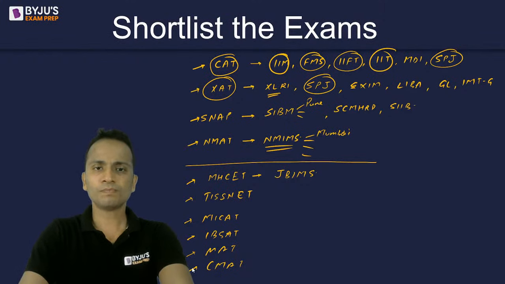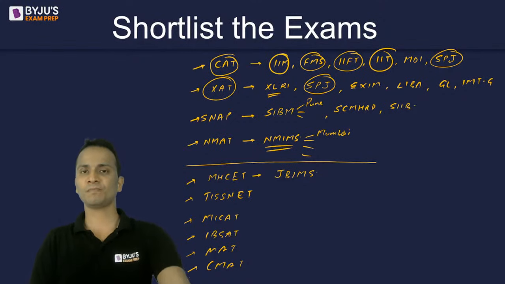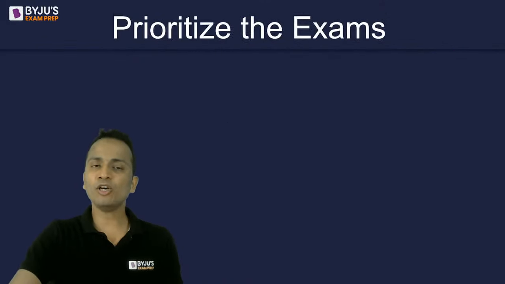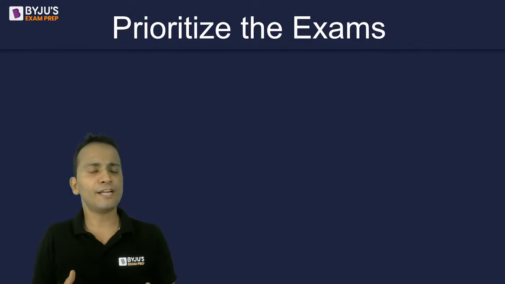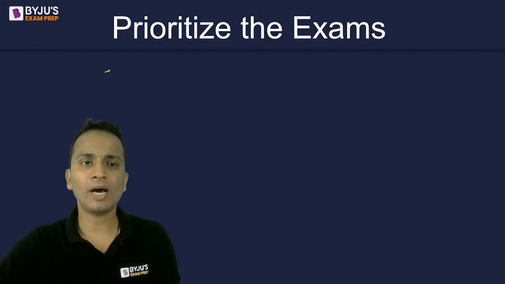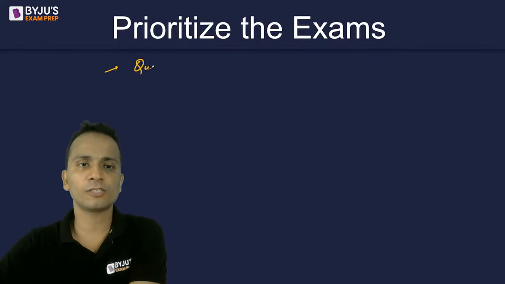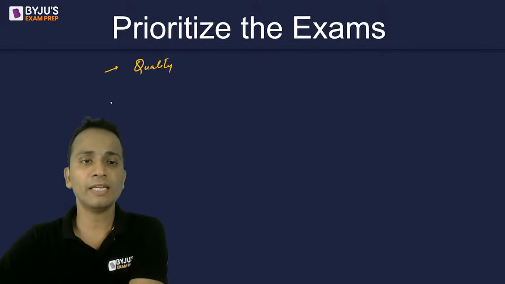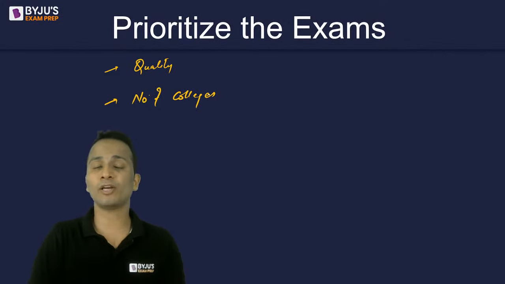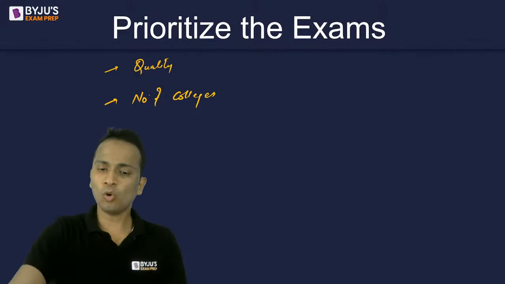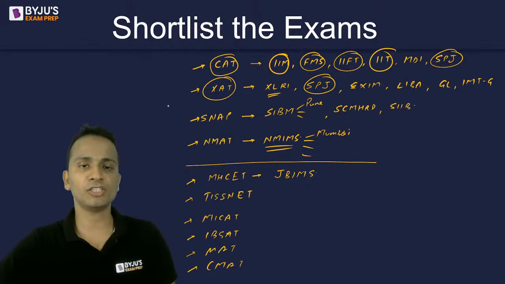Now, if I go ahead and talk about prioritizing these examinations, the priority can depend upon different parameters. One is the quality of colleges. Next is the number of colleges that participate in that particular examination. So what I have done is I have given you the priority of these examinations in order.